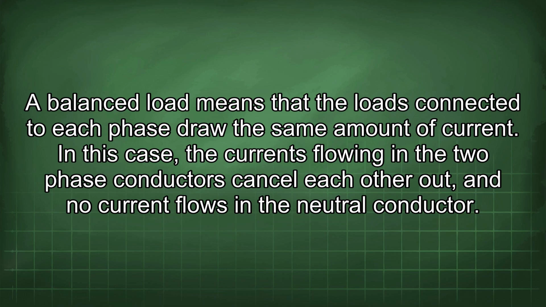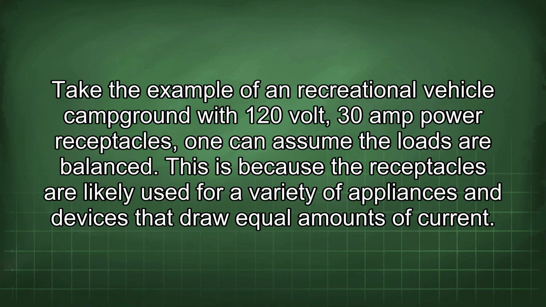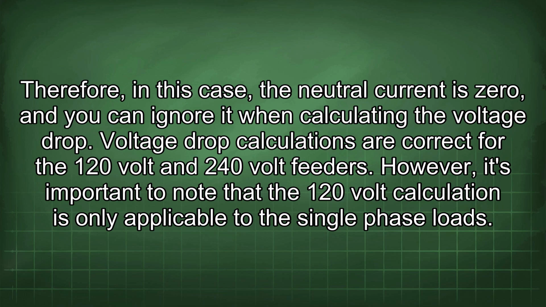neutral conductor. Take the example of a recreational vehicle campground with 120 volt, 30 amp receptacles. One can assume the loads are balanced. This is because the receptacles are likely used for a variety of appliances and devices that draw equal amounts of current. Therefore, in this case, the neutral current is zero, and you can ignore it when calculating the voltage drop.